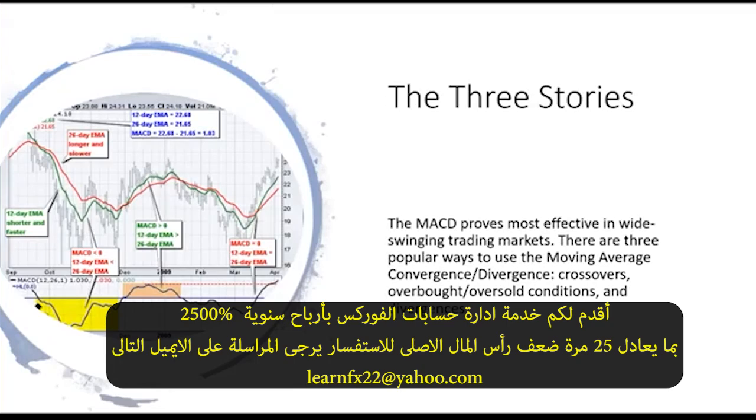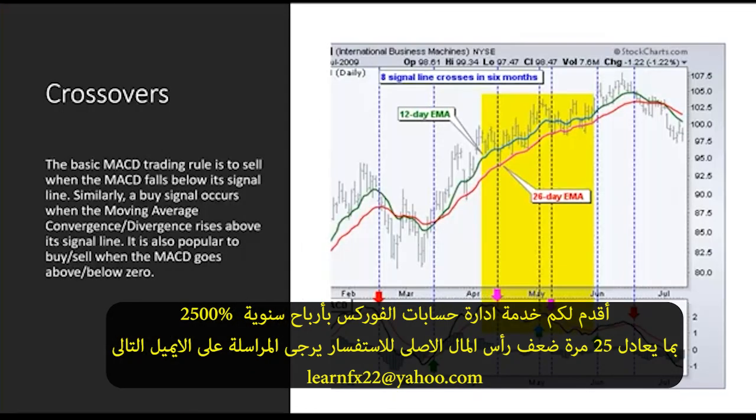Now, MACD actually gives us 3 different stories, 3 different pieces of information. As the name says, it's moving average convergence and divergence. So what it gives us is crossovers, overbought and oversold conditions, and divergences. Now, the first are crossovers. The basic MACD trading rule is to sell when the MACD falls below its signal line. Similarly, a buy signal occurs when the MACD line rises above its signal line.